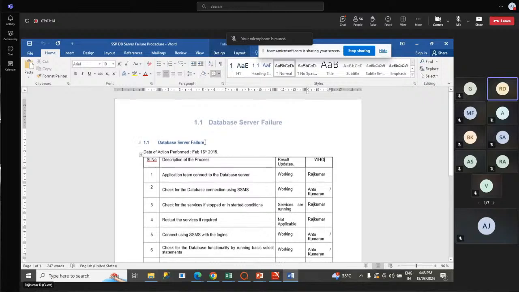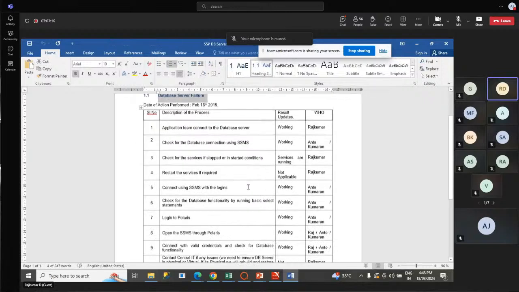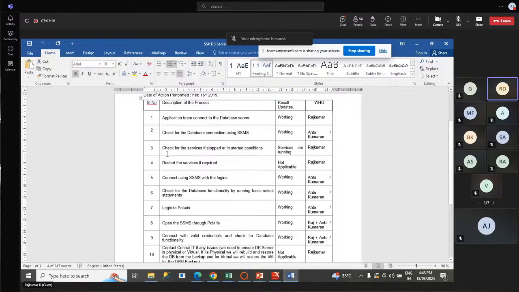Server has failed. What is the checklist that you will have to check? This is what the business continuity team will tell. Server is down, so what? What activities will you check to find out whether the server is working or not? The application team will connect to the database server. It is working. Check for connectivity using the client. Working. Who is checking that? Somebody else is checking that.